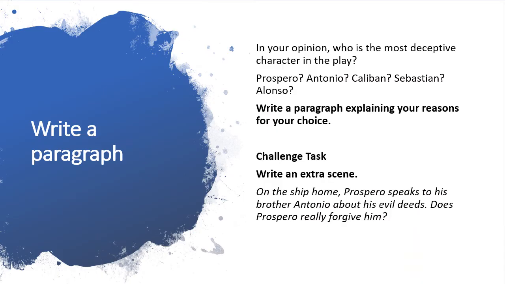This is what I'd like you to do for a piece of writing today. In your opinion, who is the most deceptive character in the play? Is it Prospero, who's controlling everything and has magic at his disposal? Is it Antonio, the treacherous brother? Is it Caliban, who promises so much? Or what about Sebastian, who would kill his own brother? Or is it the King Alonso, who helped to get rid of Prospero from his title?